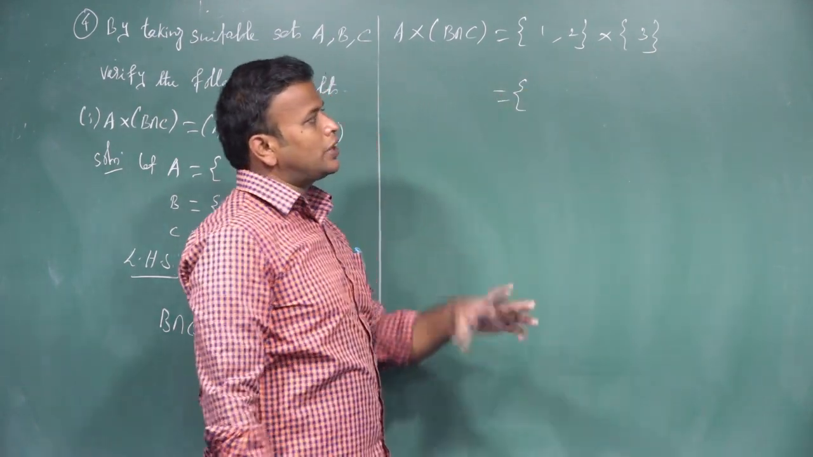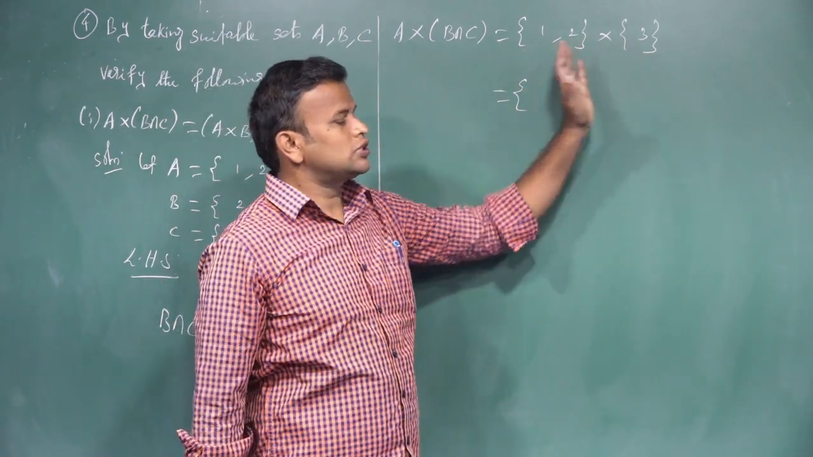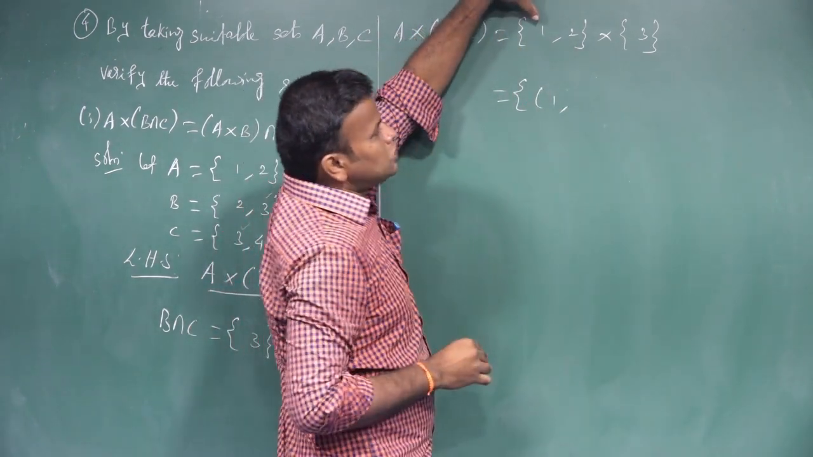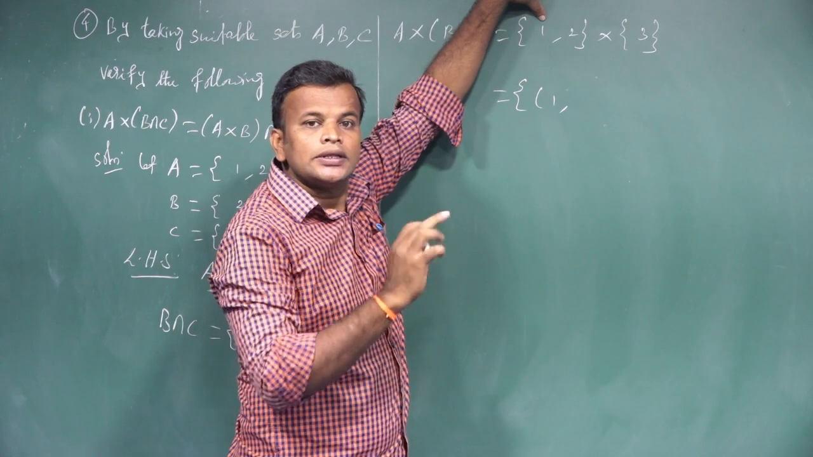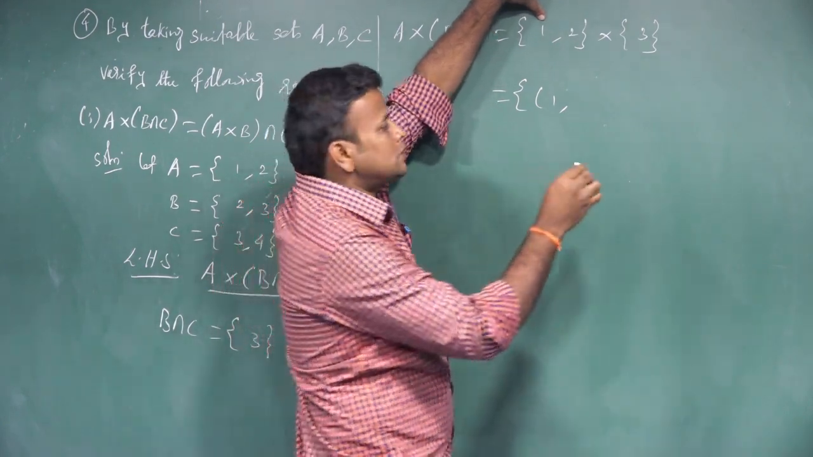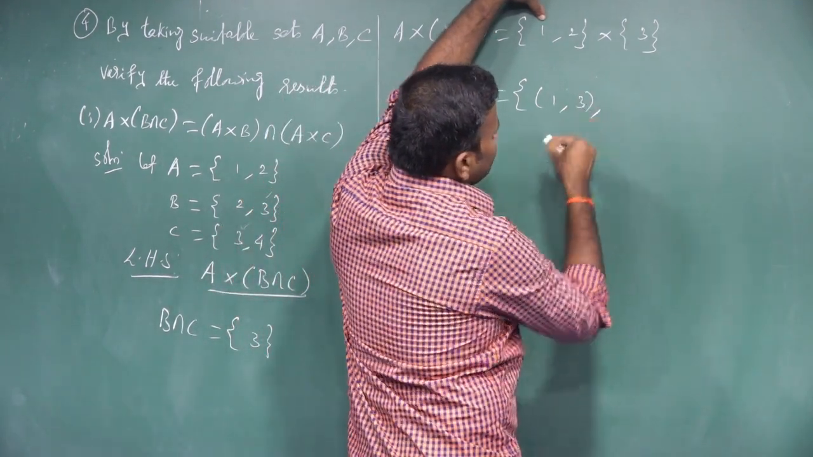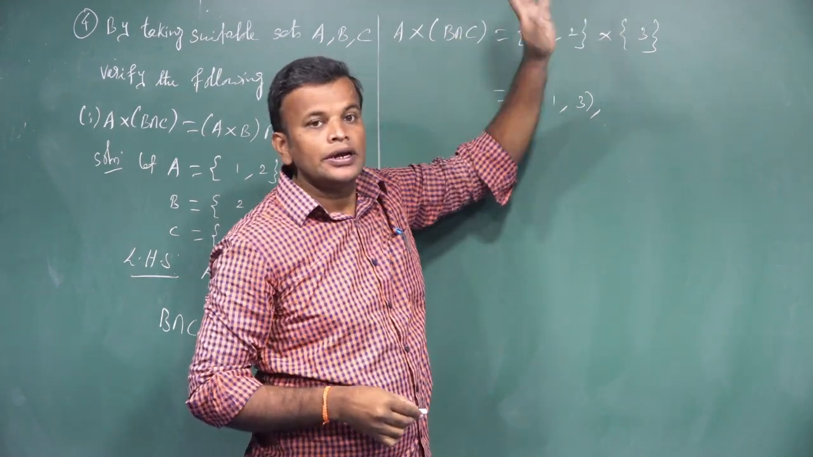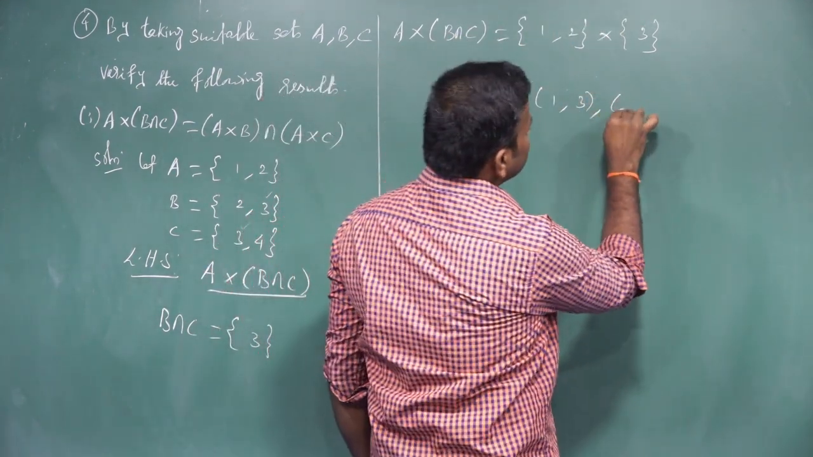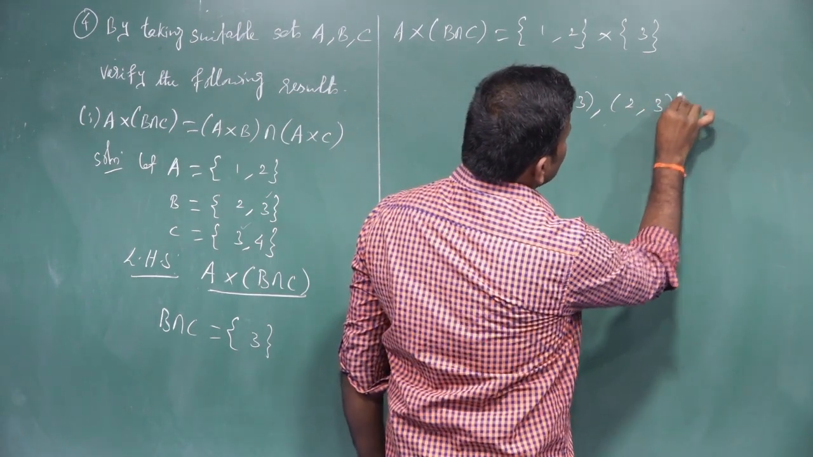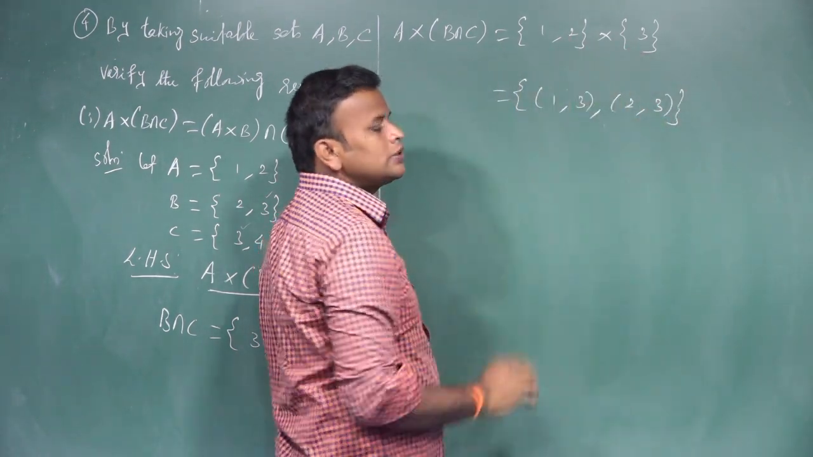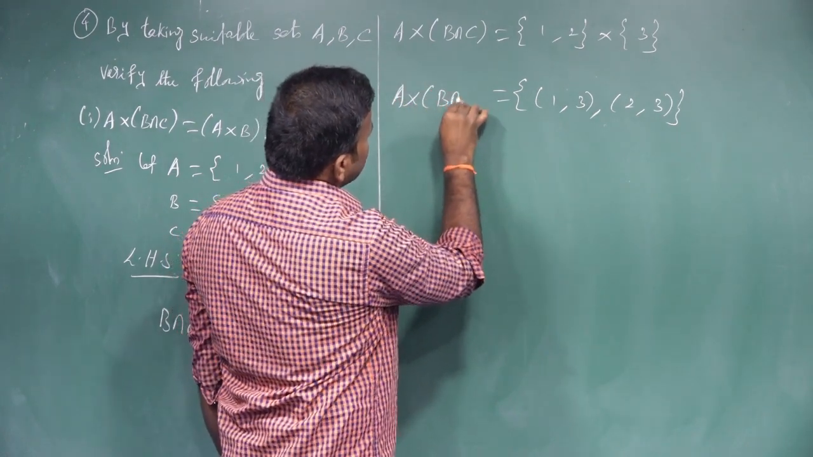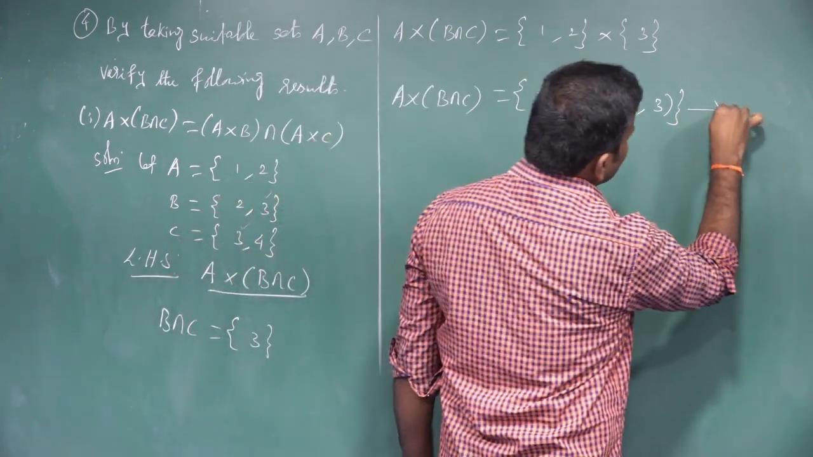You know very well how to write the Cartesian product of two sets. In an ordered pair, the first element lies in the first set, and the second element lies in the second set. So (1, 3), because the second set contains only one element. Next, (2, 3). So this is the value of A cross (B intersection C).